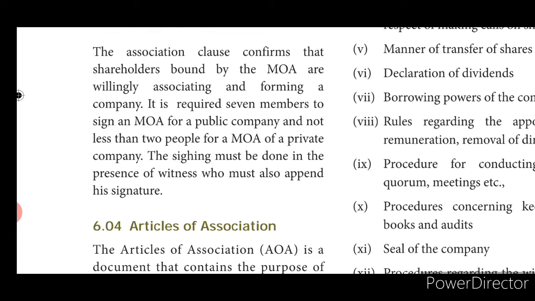See here, the association clause confirms that shareholders bound by the MOA are willingly associating and forming a company. It requires 7 members to sign an MOA for a public company and not less than 2 people for the MOA of a private company. Of course, we know the minimum members in a private company and in a public company. For private it is 2 and the maximum is 200, and for a public company we saw the minimum is 7 and the maximum is unlimited, isn't it? Those minimum members should be there for signing the MOA, okay?